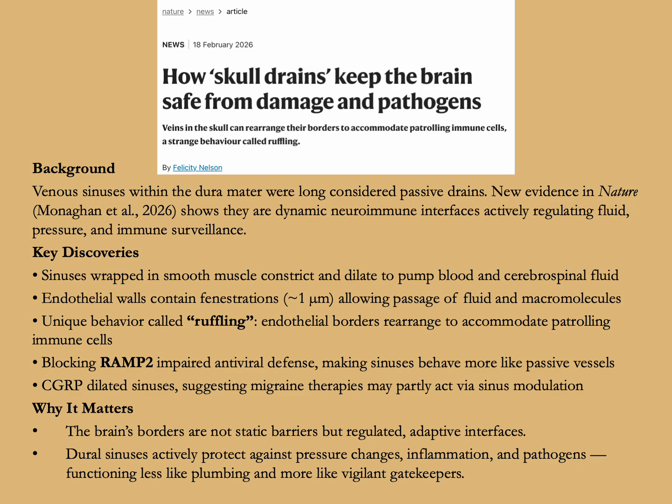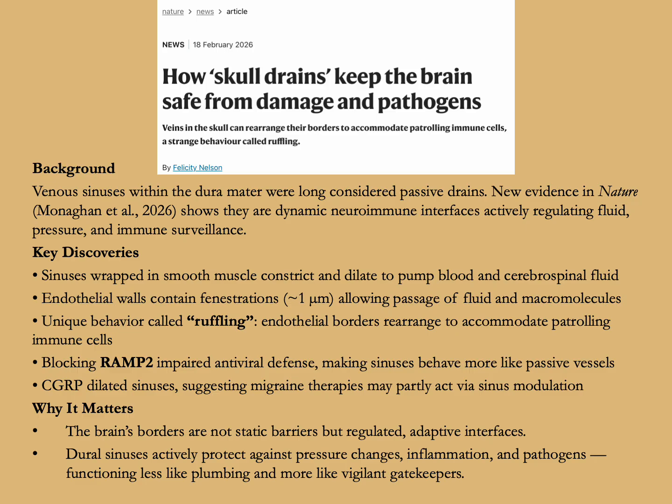The unique behavior called ruffling: endothelial borders rearranged to accommodate patrolling immune cells. Blocking RAMP2 impaired antiviral defense, making sinuses behave more like passive vessels. CGRP dilated sinuses, suggesting migraine therapies may partly act via sinus modulation.